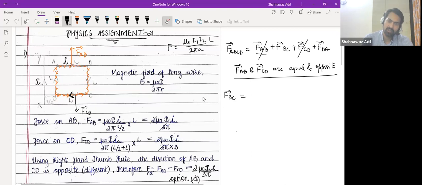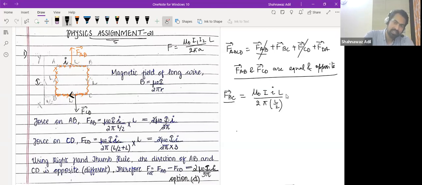So we have to calculate FBC. Okay. So this is mu naught and this is I and then this is small i. And what is the length of this wire? L, divided by 2 pi, and what is the distance? L by 2. So this part you have correctly calculated actually. Good. So this is FBC.